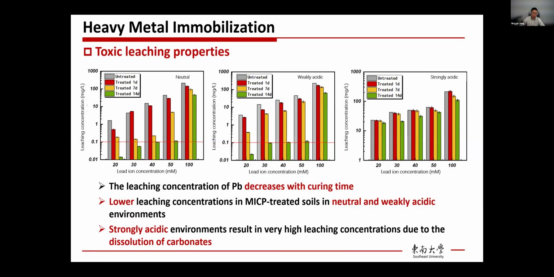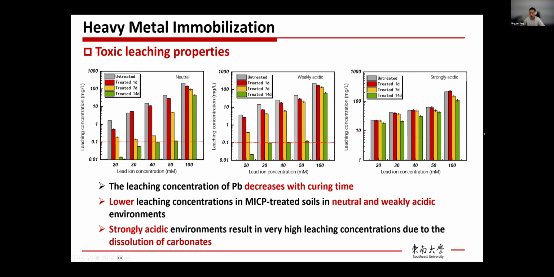For the neutral condition, as we can see, with the increase in curing time, after 14 days of treatment, the leaching concentration mostly can reach the standard set by the China Department of Environmental Protection, which is 0.1 mg per liter. The only exception is the 100 millimole case, because the initial concentration is simply too high. With the weakly acidic case, it's still okay, still no problem, except for the 100 millimole case.